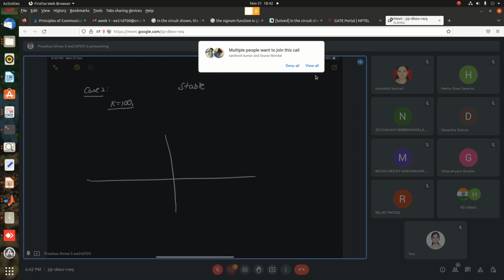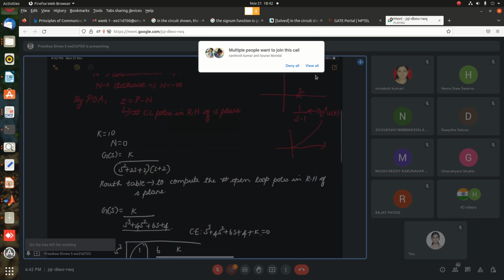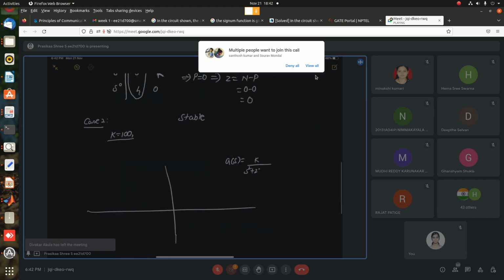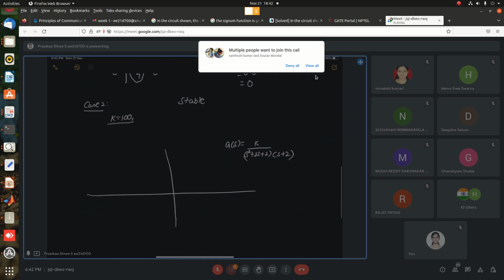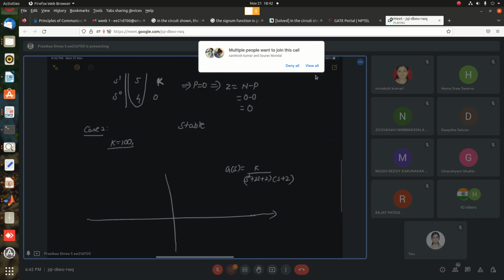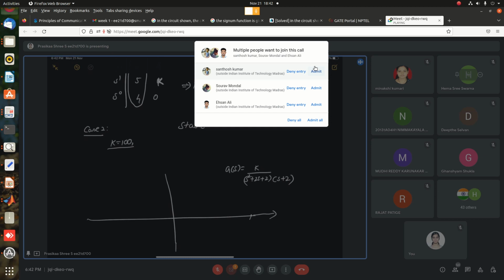So g of s is equal to k by s square plus 2s plus 2 into s plus 2. Right. Usually when there are no zeros, the plot usually starts at the real axis and then it goes and ends here. Why? Because there are 3 poles. Order is 3. Here order is 0. So keep the shortcut in mind.